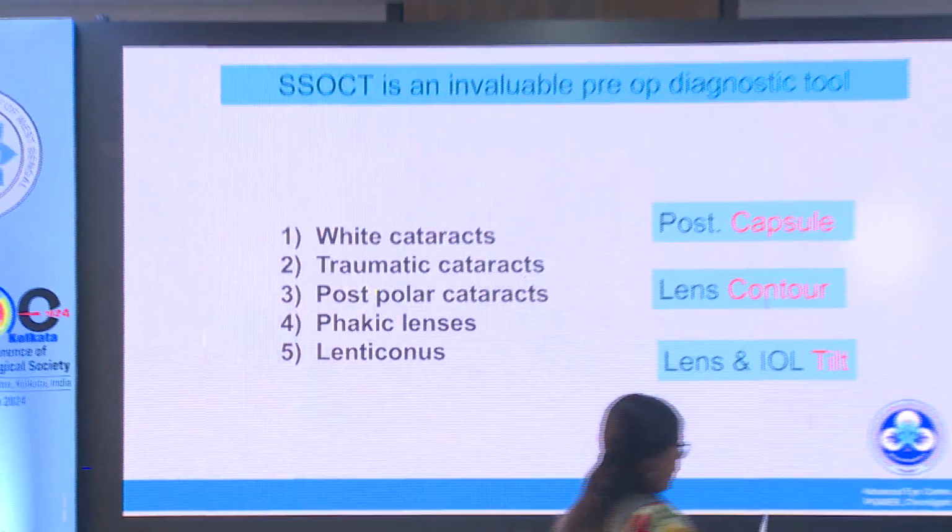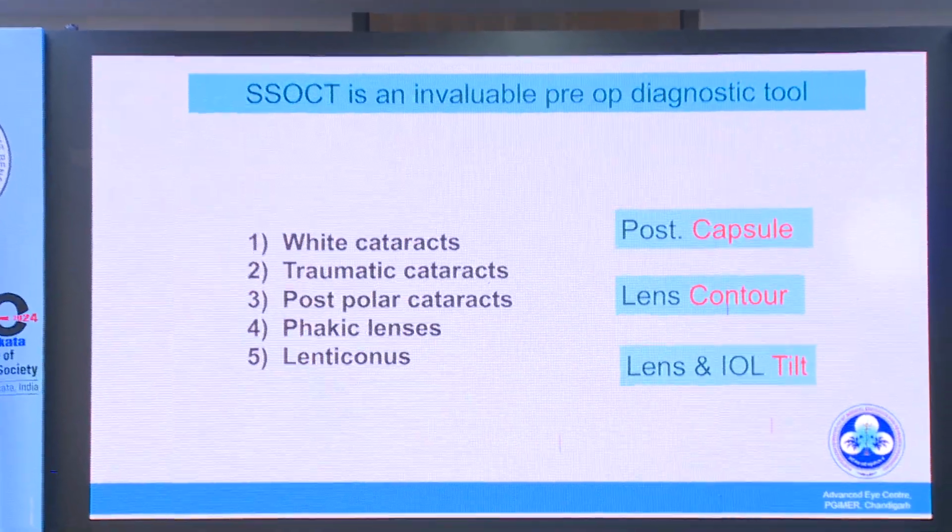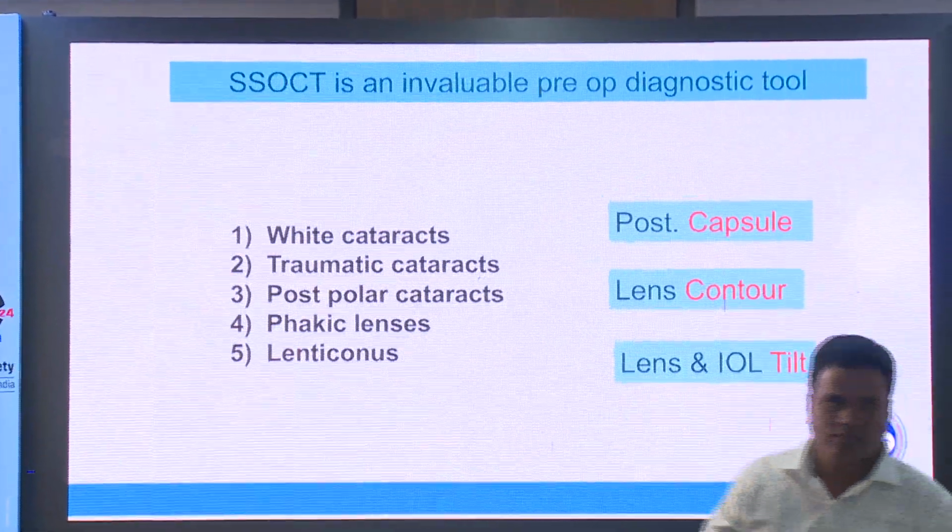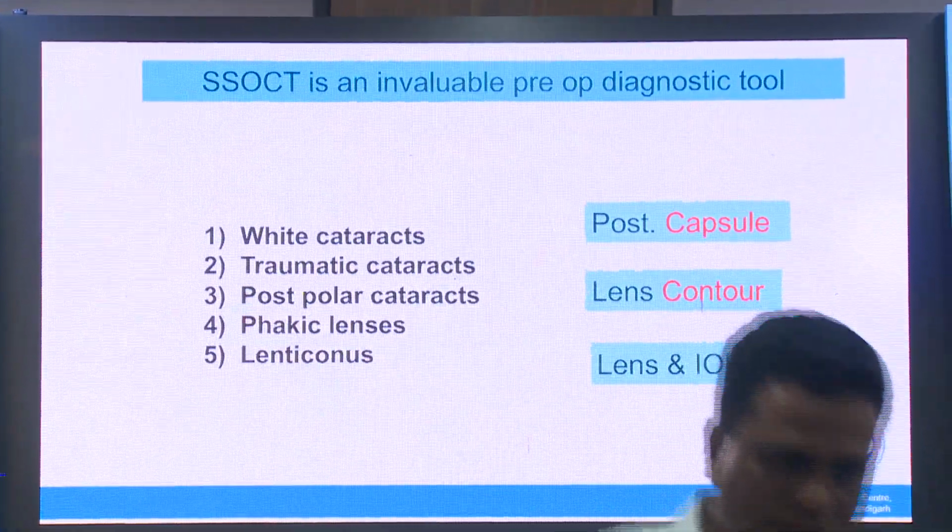So I'll be talking about how it shows lenticular pathologies, and I'll be talking about morphology in particular. Since it's a swept source OCT, it scans deeper and it scans wider, and one is able to see the posterior capsule. That helps in seeing the lens contour and the lens and the IOL tilt.